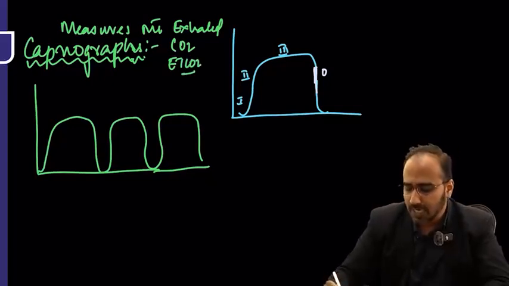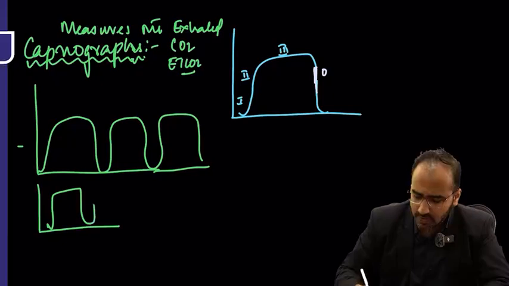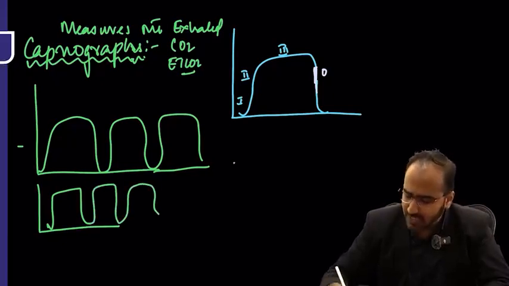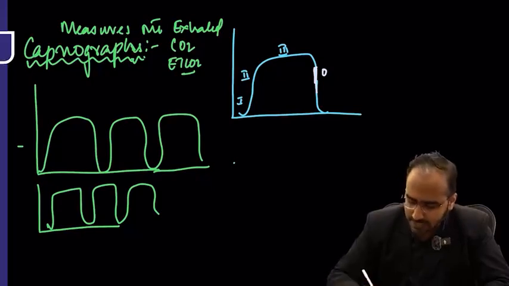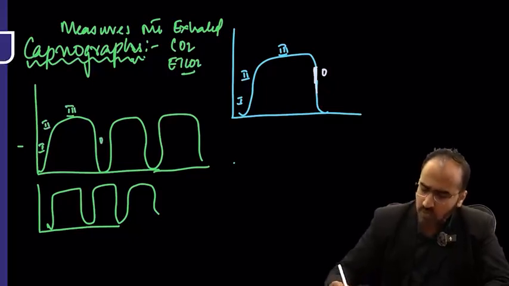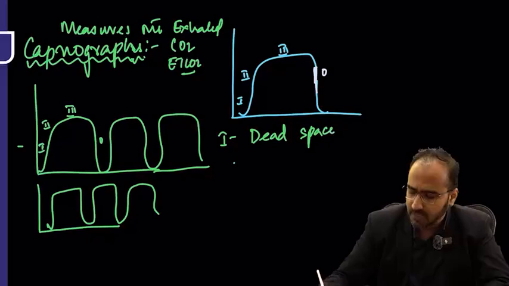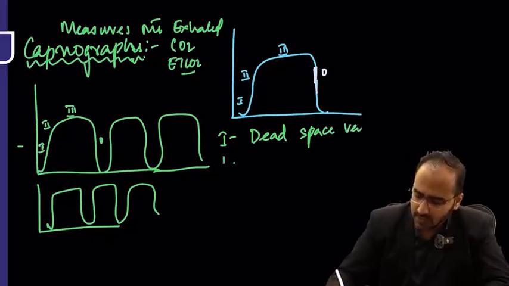Now, this is the normal capnograph, guys. You can see this. It comes like this. What does this mean? There are 4 phases, guys. This is phase 1, this is phase 2, this is phase 3, and this is phase 0. What is phase 1? Phase 1 is nothing but dead space ventilation.